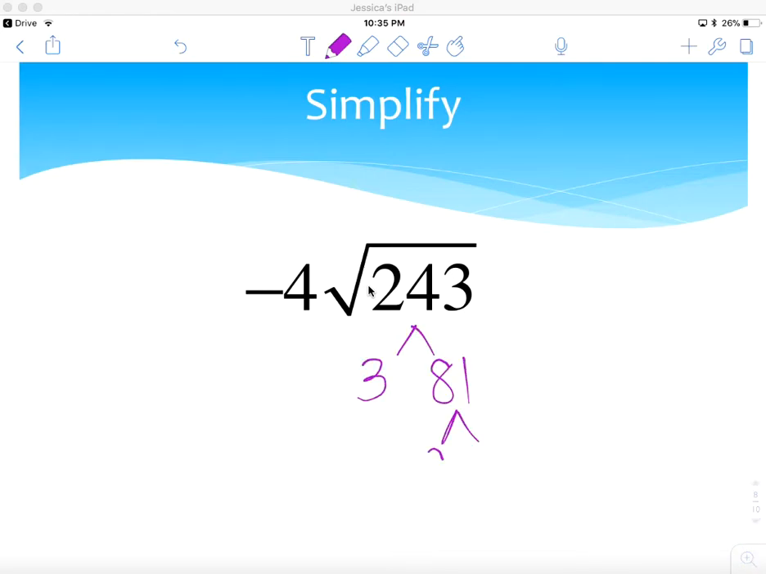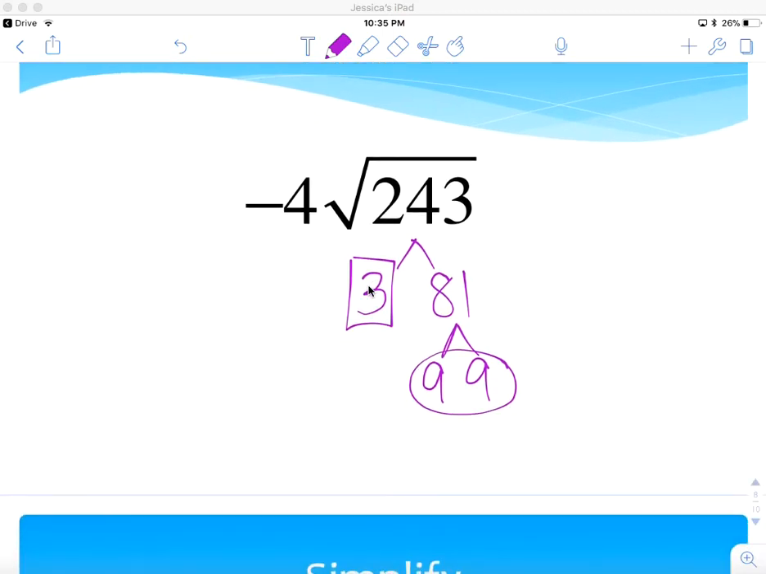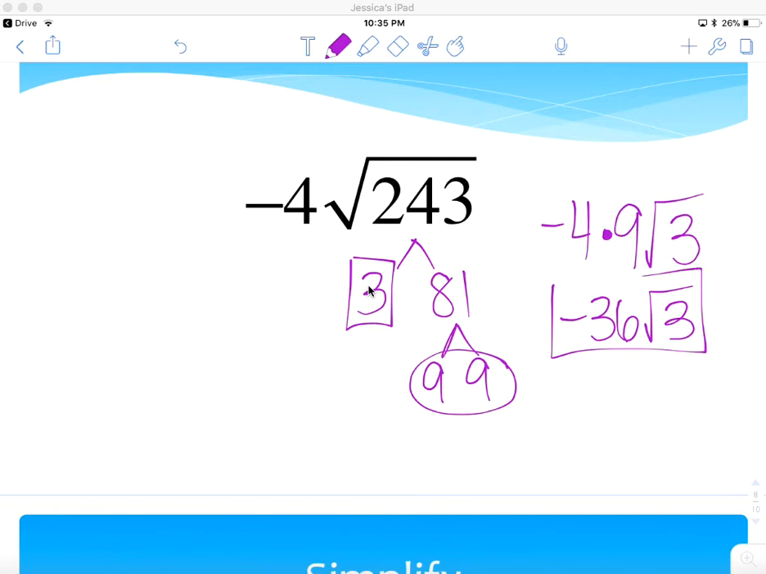The square root of 81 is 9, so I have a pair of 9's with the 3 left over. Don't forget about the negative 4 that's already outside. You are going to multiply that by the 9 that you're taking out. So your final answer here is negative 36 square root 3.